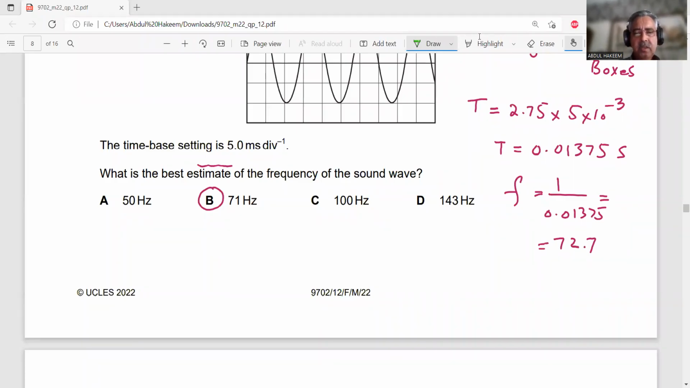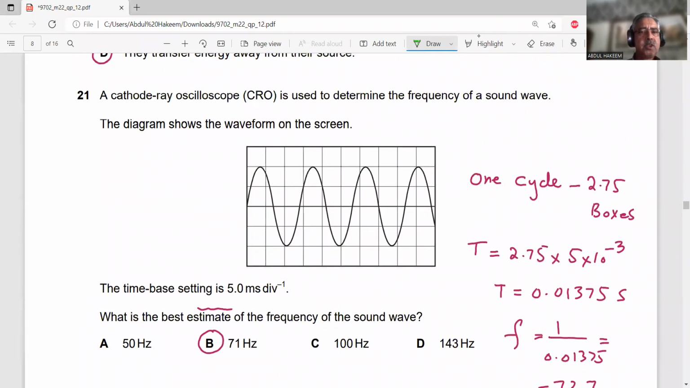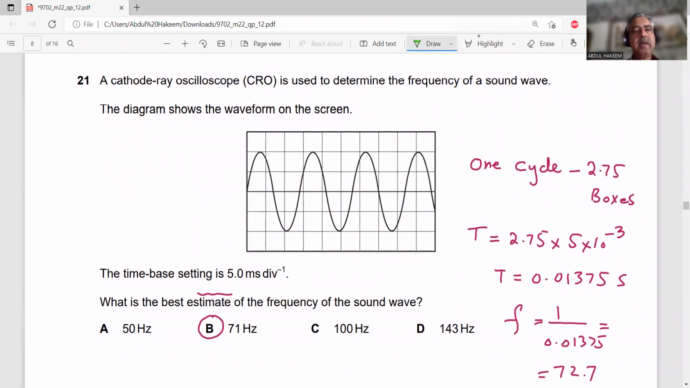Okay, this is MCQ paper 9702, paper 1-2, February-March 2022. Look at question number 21. A CRO, cathode ray oscilloscope, is used to determine the frequency of a sound wave. The diagram shows the waveform on the screen.